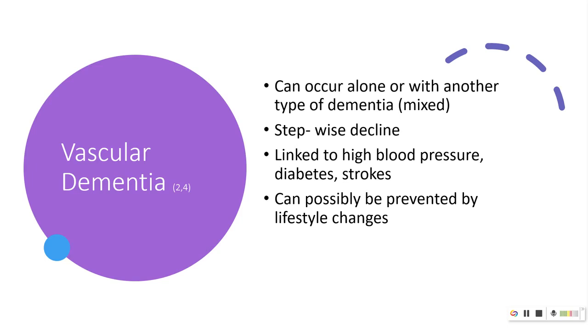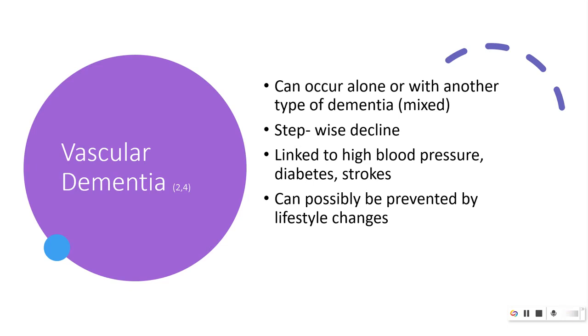Vascular dementia is considered the second most common type of dementia behind Alzheimer's. In Alzheimer's, we see a slow progression, as if going down a hill, as the disease progresses. With vascular dementia, it's more like going down steps. So there might be a decline in functioning, and then the person might plateau for a while with no behavior changes, and then another decline as something occurs in the brain, and then so on. Vascular dementia can occur alone or with another type of dementia, and sometimes we call that mixed dementia.